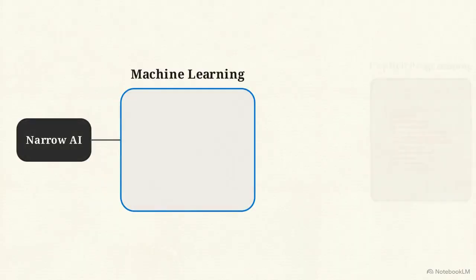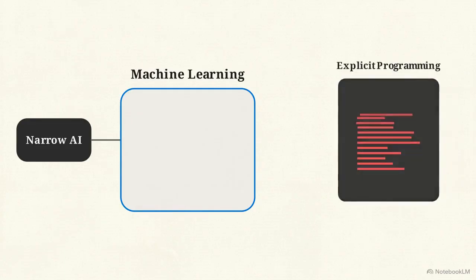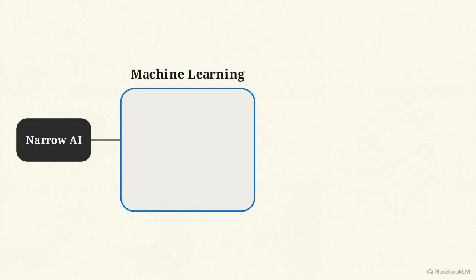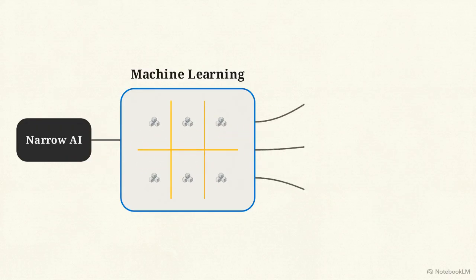If we follow that branch further, we reach machine learning. In the past, programmers had to write every single rule for a computer to follow. Machine learning changed that by feeding a system massive amounts of data and letting it find the rules for itself. There are three main ways a machine learns.